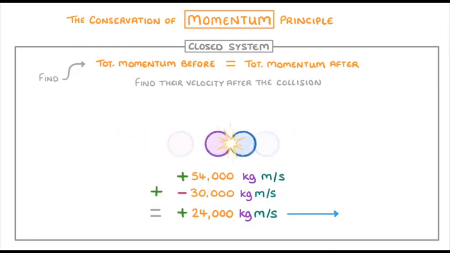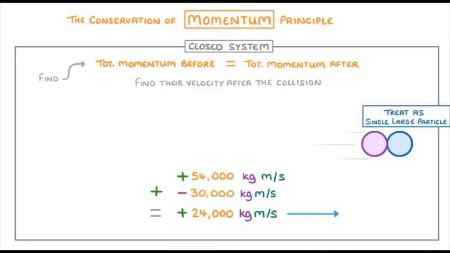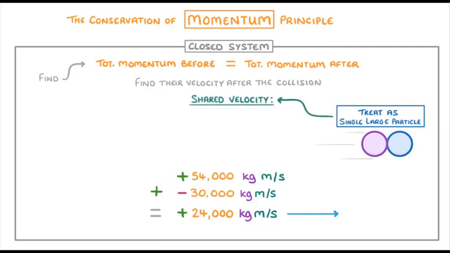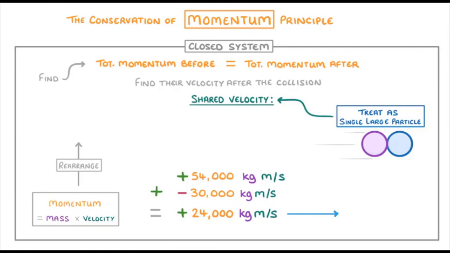So after our particles collide together, they'll both get carried to the right, because the purple one had more momentum. And because they're both moving together, we can now treat them as a single large particle. So to work out their shared velocity, all we have to do is rearrange our momentum equation to show that velocity equals momentum divided by mass, and then plug in the values for this combined particle.